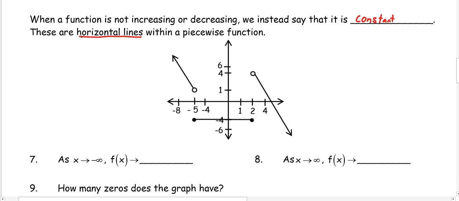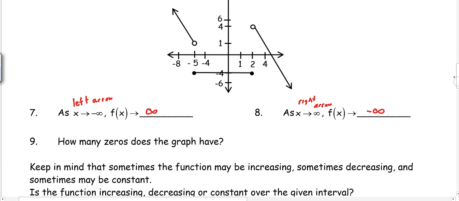Remember, we can also look at end behavior. So as x approaches -infinity, that's my left arrow, f of x is approaching, so this arrow is going up, which means that it's approaching infinity. As x approaches infinity, which is the right arrow, our right arrow is pointing down this time, which means f of x is approaching -infinity. How many zeros does this graph have? So remember, a zero happens when it's crossing the x-axis. So in this case, our graph is crossing the x-axis on only 1 point, which means we would have 1 zero.